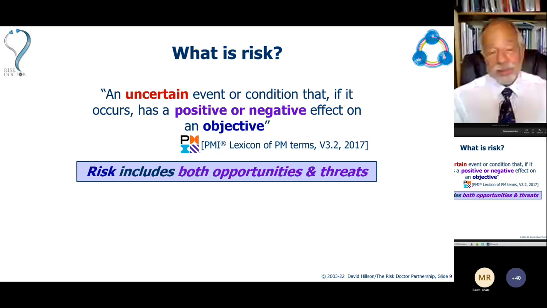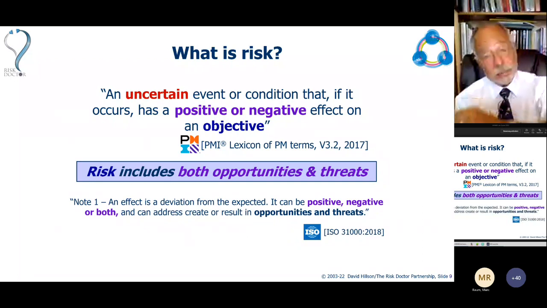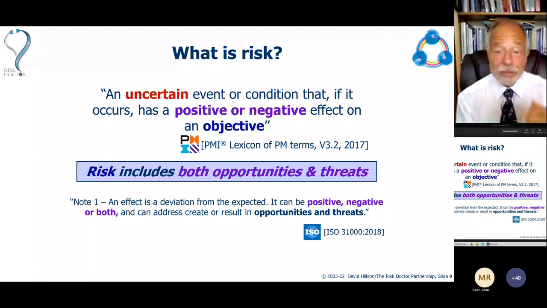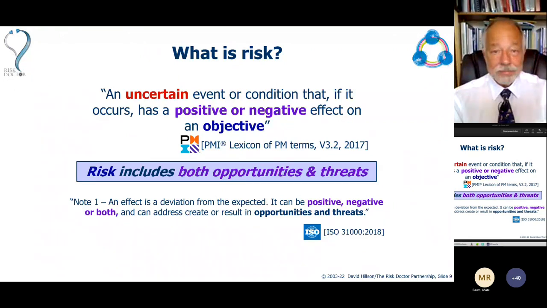I mentioned the ISO standard that says risk is the effect of uncertainty on objectives. And there's a footnote: effect is any deviation from expected. It can be positive or negative or both, and can address or create or result in opportunities and threats. And you'll find this idea in all of the main standards to do with risk and risk management, and not just in the world of projects, of course.